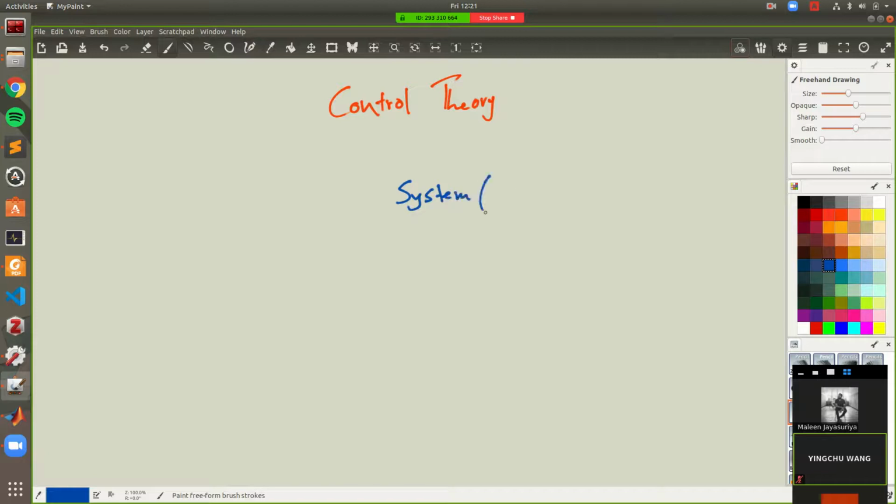You also call it a plant sometimes, not like a biological plant, but any sort of thing that we ultimately try to control is what we call the system, right? So usually we use block diagrams to denote these things. For example, I'm going to represent this system with just a block, right? So a system can be anything.